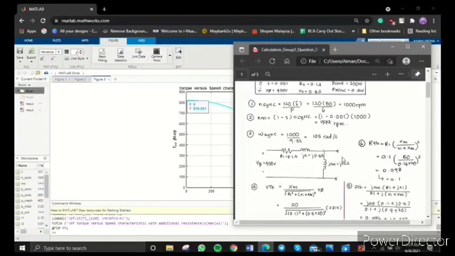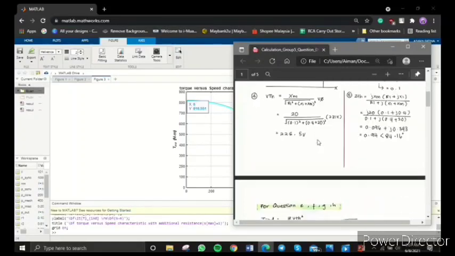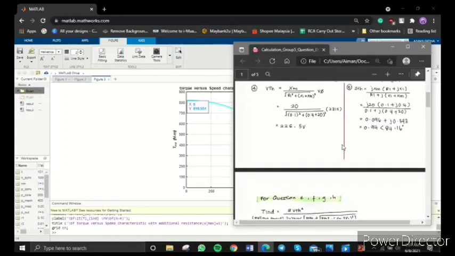So the other calculation is Nm equal to 990 RPM, the N synchronized is 1000 RPM, the W synchronized is 105 radian per second, the V Thevenin is 226.5 volt, the Z Thevenin is 0.096 plus j0.39, equivalent to 0.1 plus j0.4.